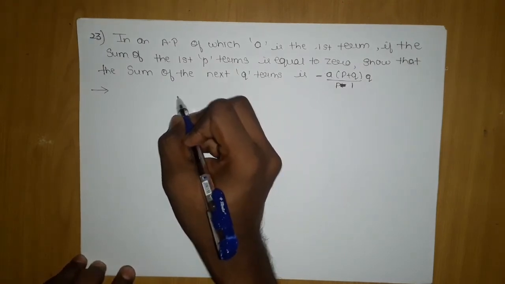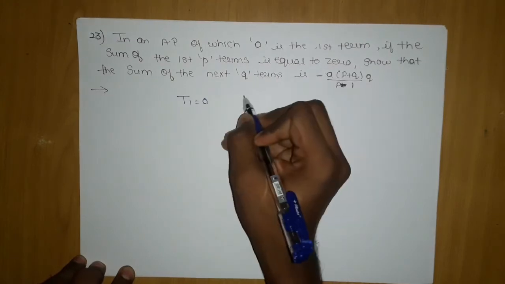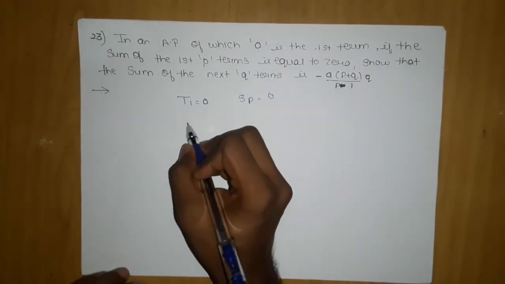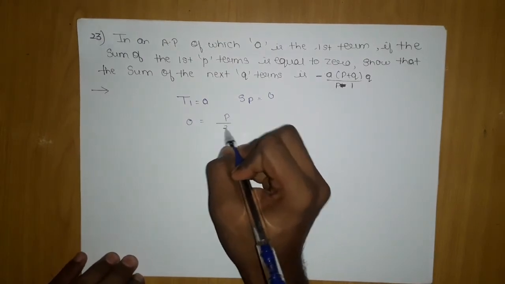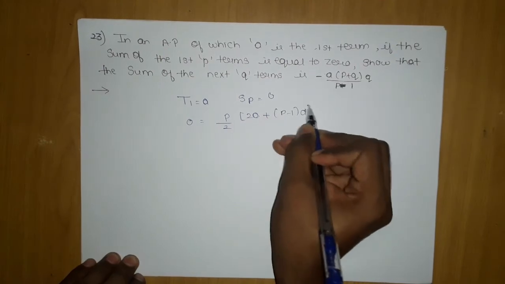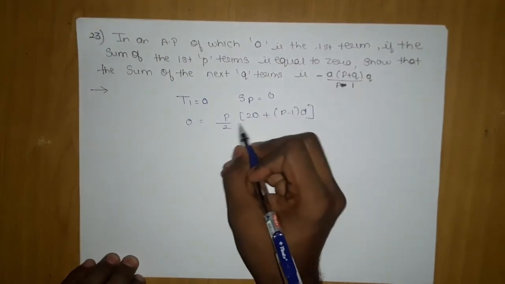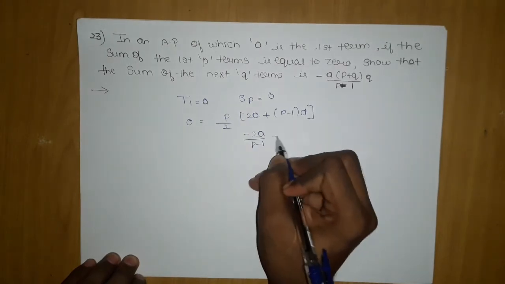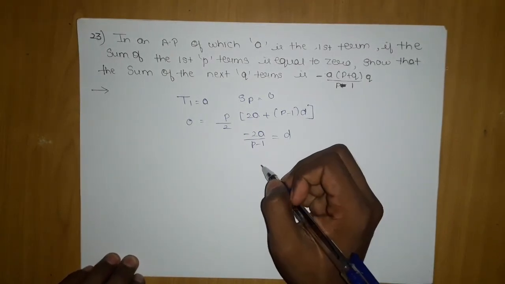So T1 equals A is given, sum of P terms is equal to 0. So this can give us D easily. 0 equals P by 2 bracket 2A plus P minus 1 into D. The moment we move this, minus 2A upon P minus 1 should be equal to D. So we got our D.